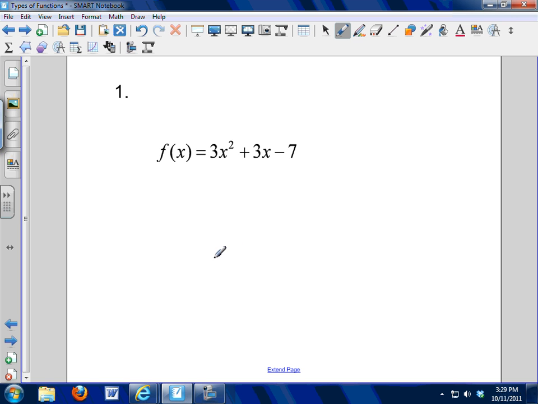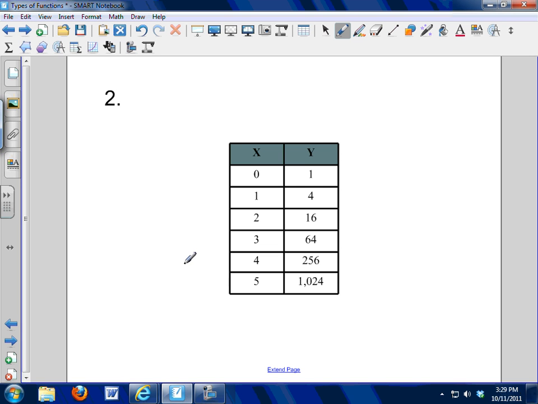Looking at it, it's an equation, right? So what type of function that we've talked about so far is it? Write that down. Pause if you need the time. Number 2, this is the table. It's not a story. What type is it? How do you know? Write that down where number 2 is.